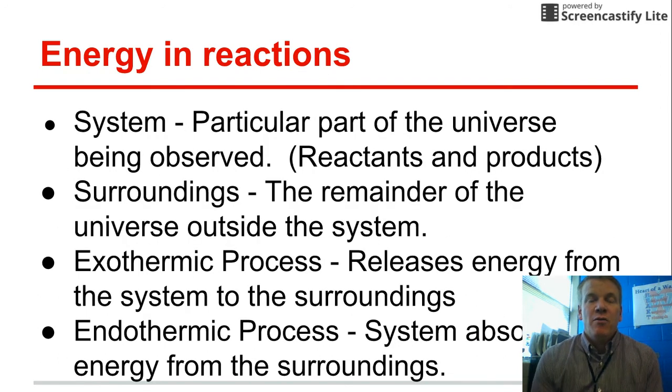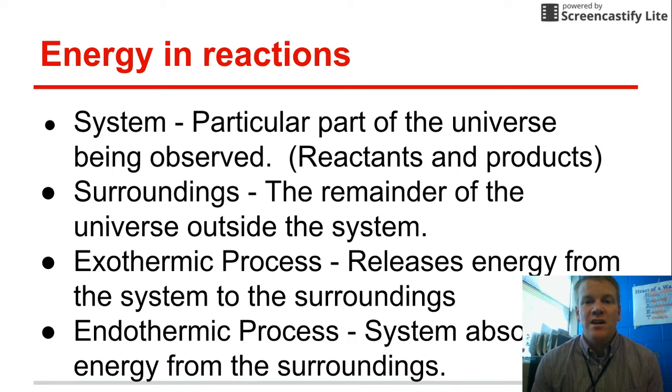Now, before we get too far ahead of ourselves in terms of reactions feeling warm or cold, let's make some definitions here. System: the particular part of the universe that's being observed. For us, our system is going to be our reactants and our products with any chemical reaction, like the things on the left-hand side and the right-hand side of the arrow as we represent them with the chemical equation. The surroundings is everything outside of that.